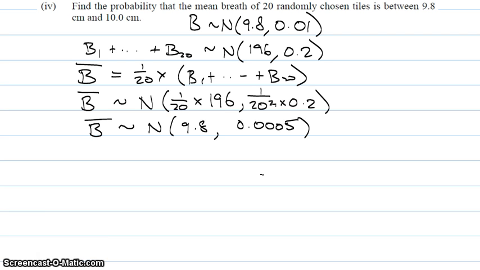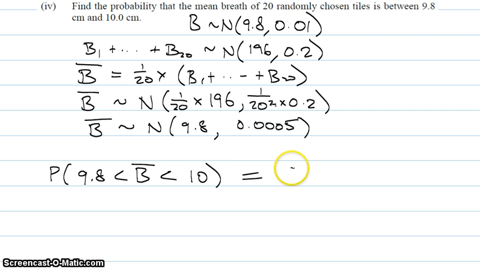Now remember what I'm actually asked in the question: the probability that the average breadth of 20 randomly chosen tiles is between 9.8 and 10. So this asks for the probability that 9.8 is less than b hat, which is less than 10. I can work this out on my calculator, but I'm running out of time, so I'll just tell you. You go to the normal CDF and you find that this is 0.50023 to 5 significant figures.